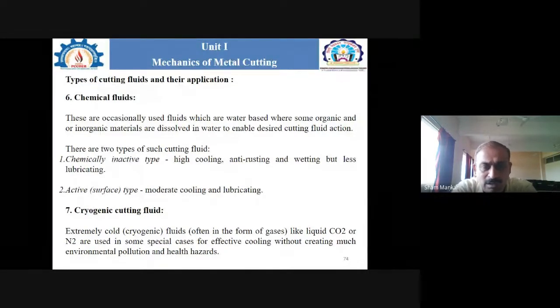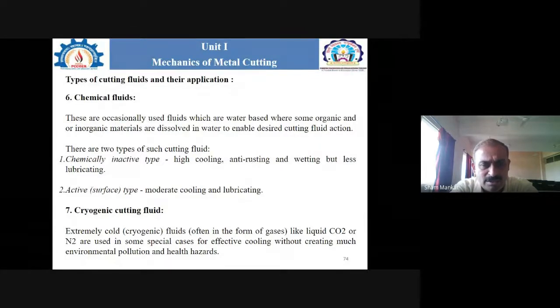Again, taking into consideration the kind of workpiece material and tool material, the chemically inactive type is used when high cooling, anti-rusting and wetting are needed, but with less lubricating properties. Okay. In the second case, the chemically active or surface type of chemical fluid, we expect moderate cooling and lubricating. Then the next one is the seventh one.